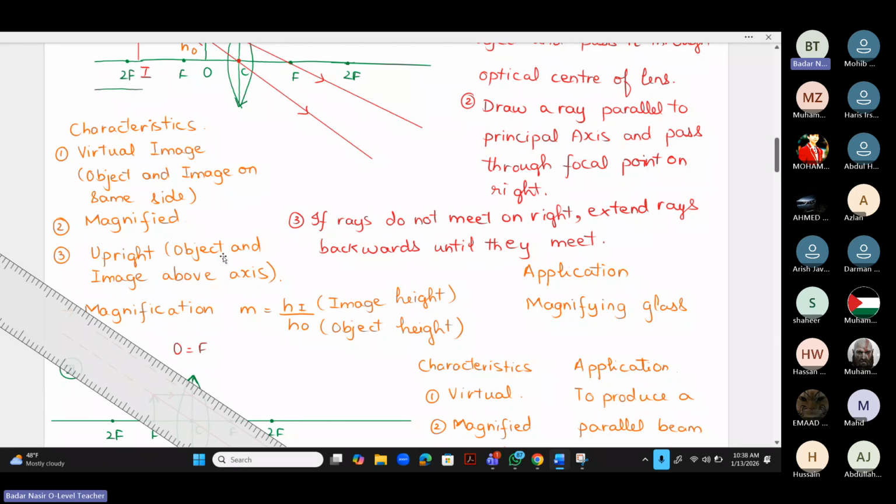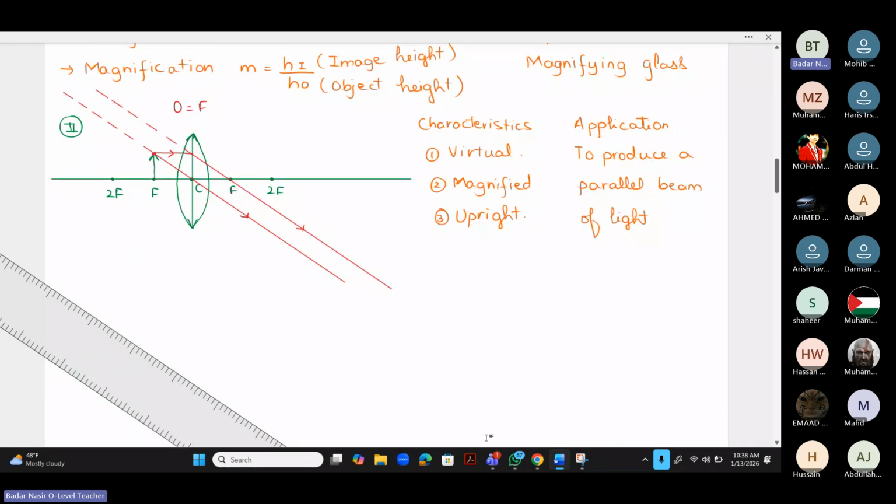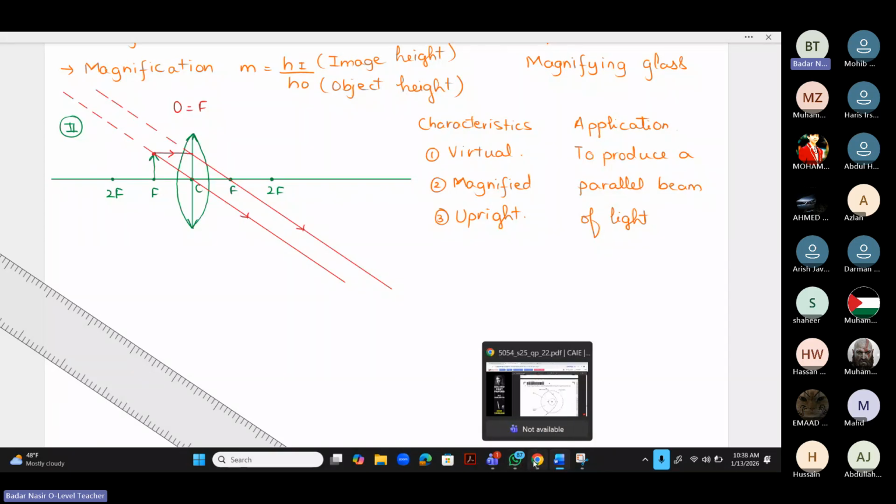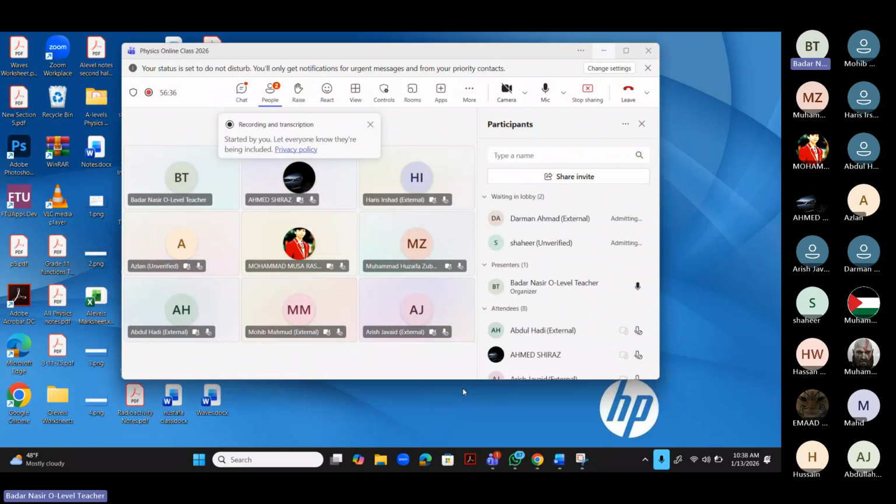Okay, so we'll talk about the other four cases in the next class, and we'll also talk about short sightedness and long sightedness as well.